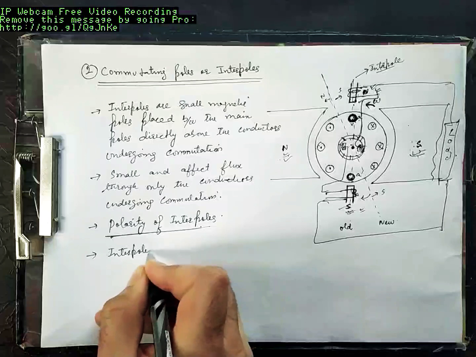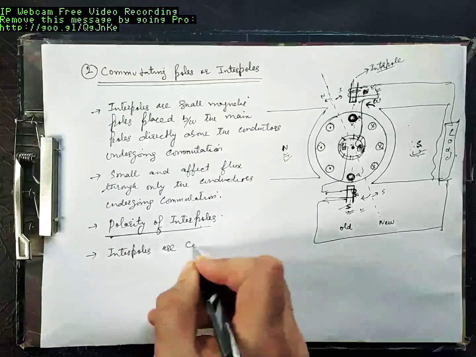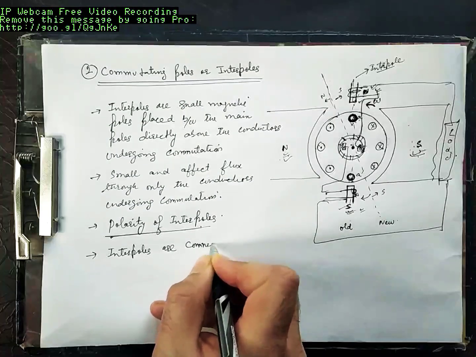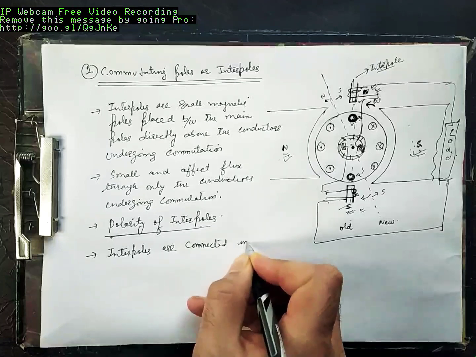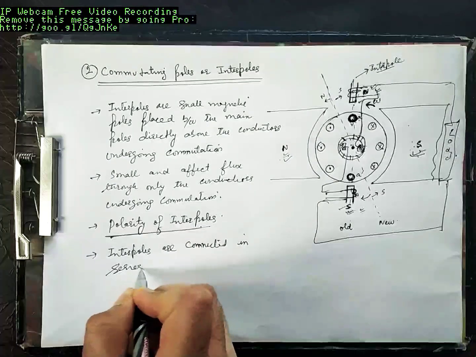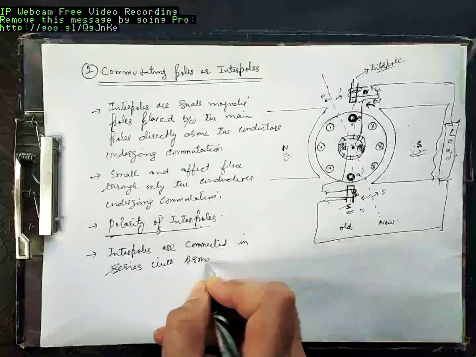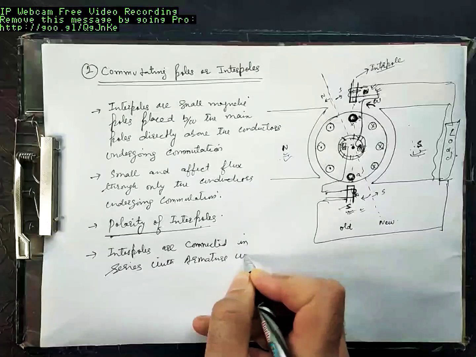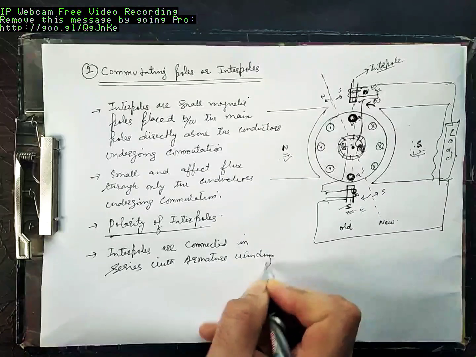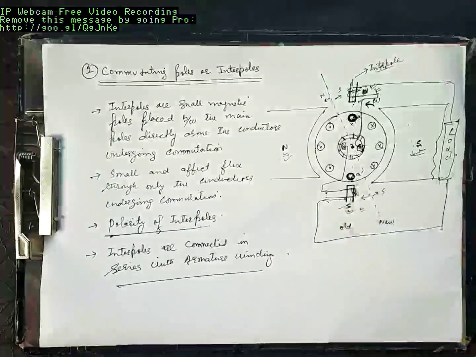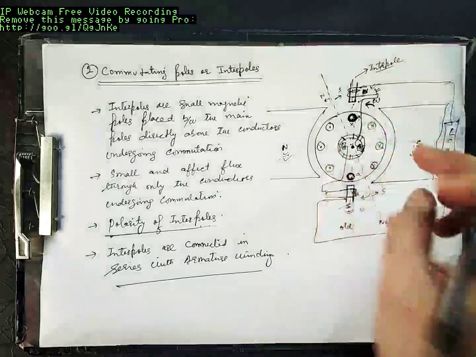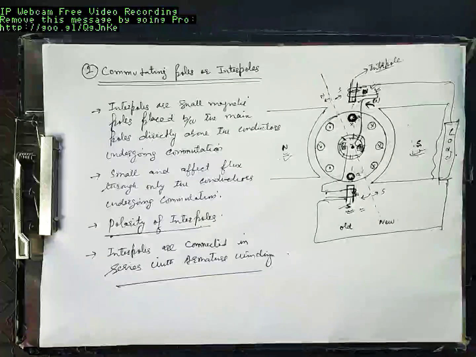Interpoles are connected in series with armature winding. So here you need not adjust anything. You need not adjust the brushes, nothing. Fine.